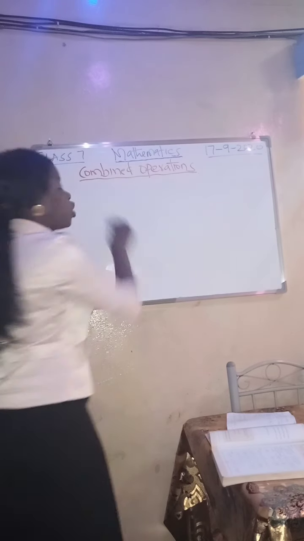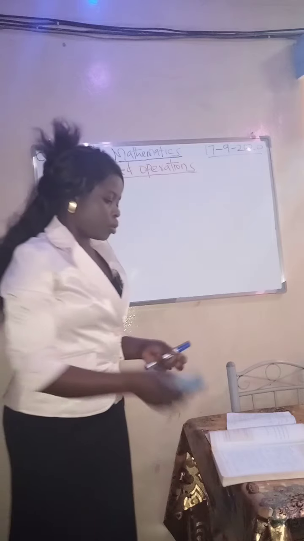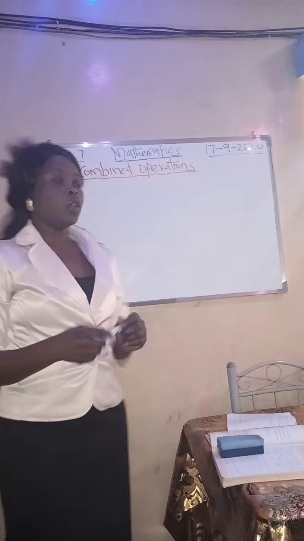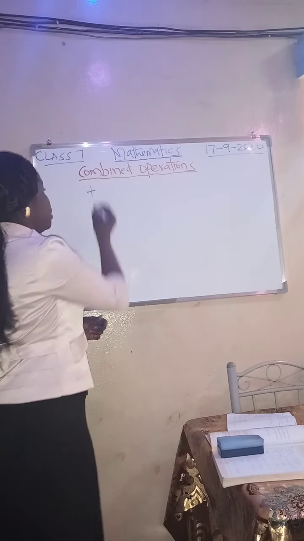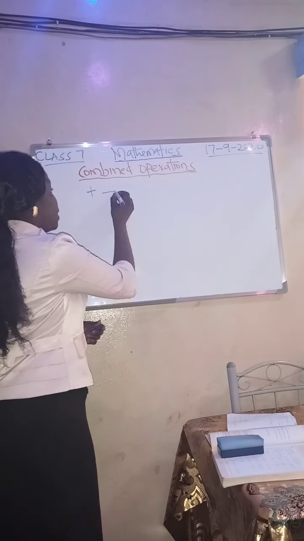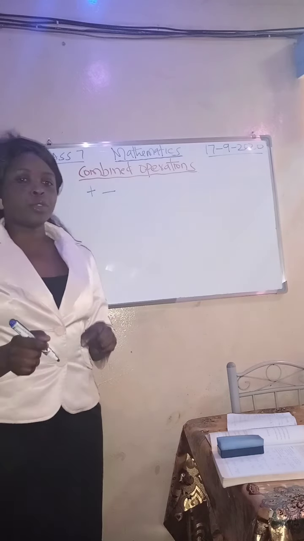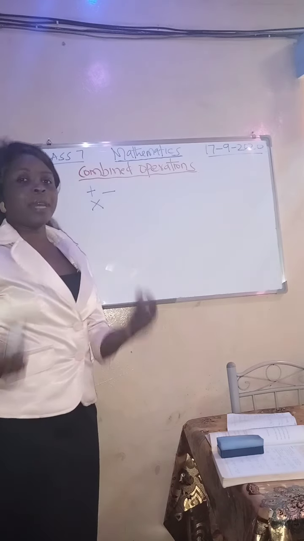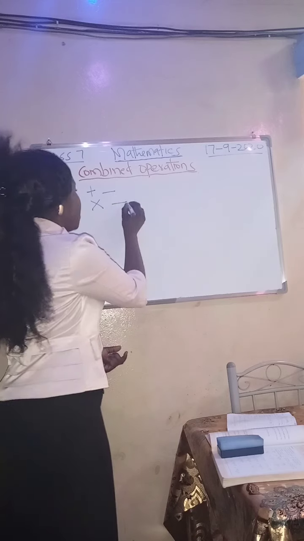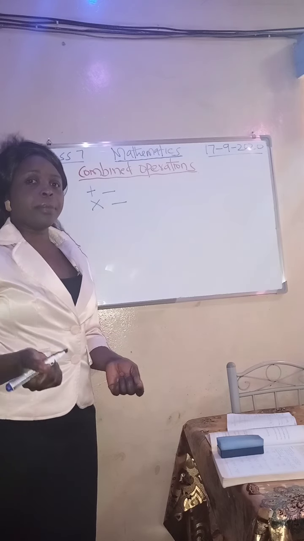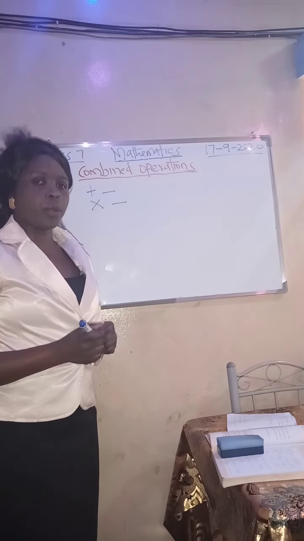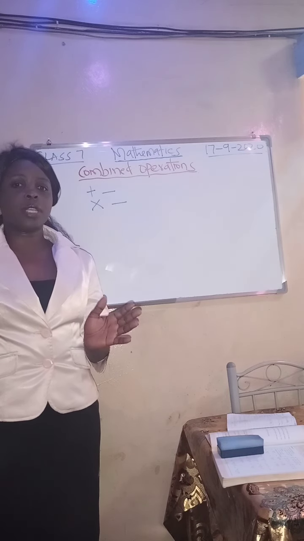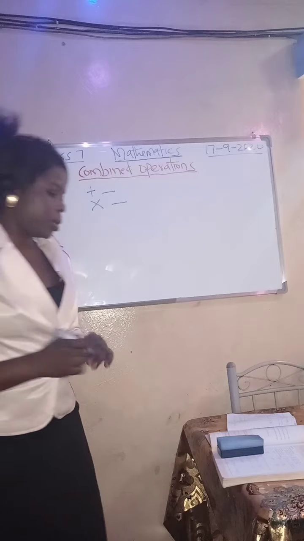Now today we are looking at combined. And when we say combined, what do we mean? We mean that we can have two different signs at the same time. We can have a plus, and at the same time a subtraction in the same problem to be solved. We can also sometimes have a multiplication, and at the same time a takeaway in the same mathematical problem. So today we are going to look at how to deal with problems in mathematics using combined operations. Good.